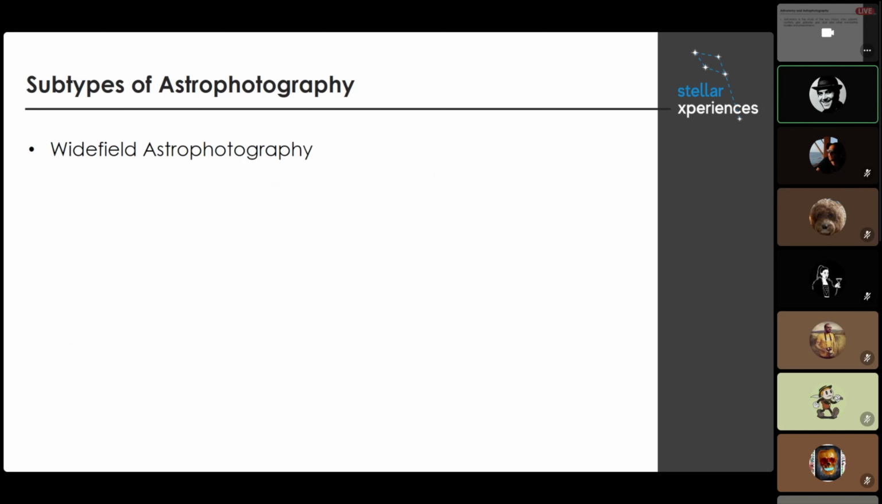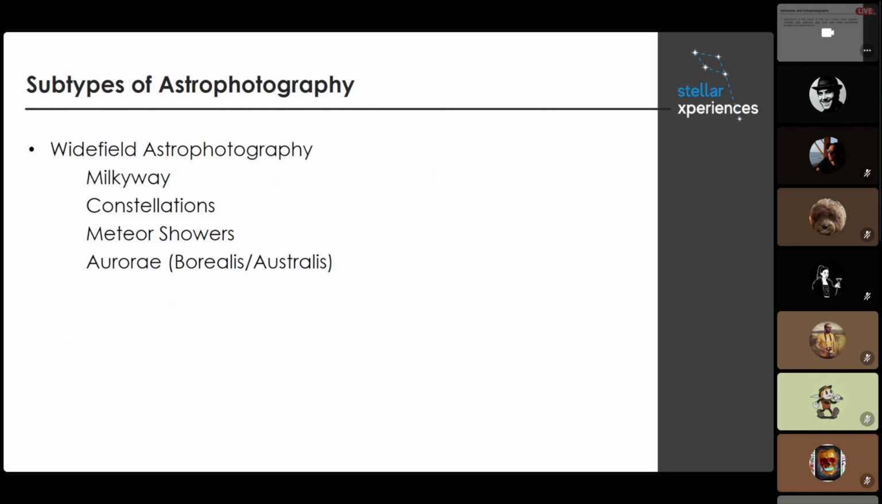We will be talking about this one today. It's wide field astrophotography. It is astrophotography of wider areas of the night sky or events like the Milky Way, constellations, meteor showers, or aurora borealis or aurora australis. This type of astrophotography is called wide field astrophotography, and it basically uses some part of the Earth as foreground and the night sky.